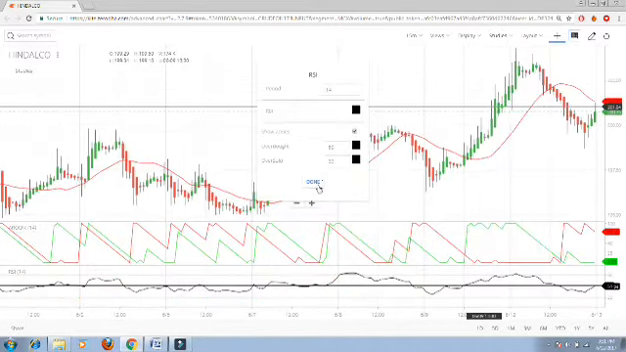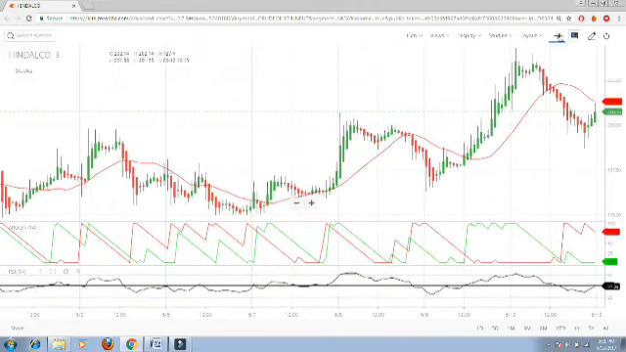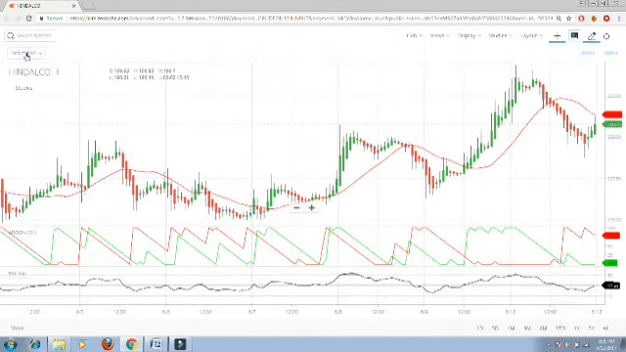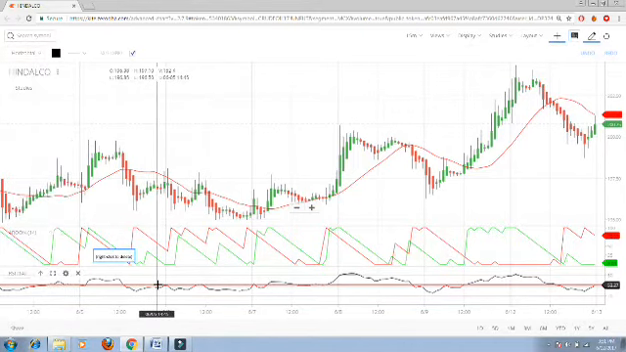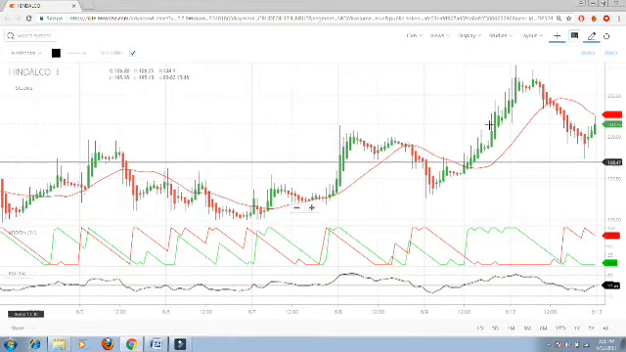RSI is created. For creating this 50 line, all you have to do is click on draw, select the horizontal line tool, and just come here, tap on this 50, and you get the line. So that's how you get it.